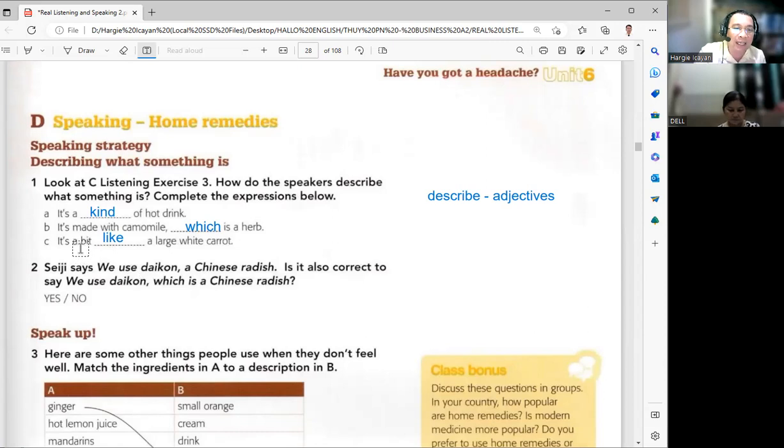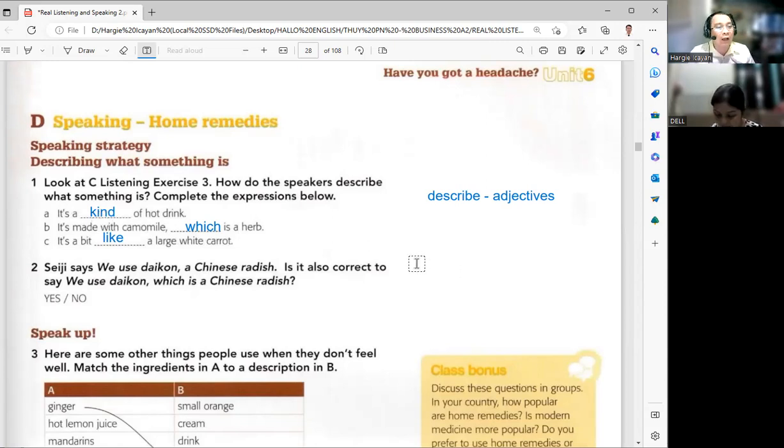And then we can also say what it is like. So it's a bit like a large white carrot. If you were going to use that in a question, for example, in number 1, what kind of drink is this? In answering that, you may say, it is a kind of hot drink. What kind of drink it is in letter A? It's a kind of hot drink.